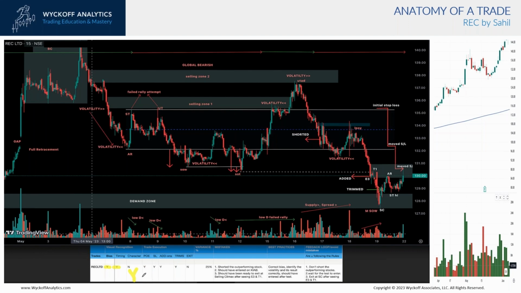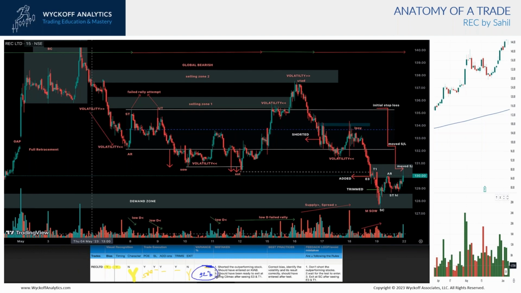Based on our discussion, good stop loss management, good add-on management, good trim management, and I don't see a problem with the exits. Do you? So overall, I think the way the variance is being calculated here, we always look at variance off of 100% being perfect, and then taking a little bit of a ding for each mistake. And really, there's only one small mistake here, so it would be like 92% in variance, I believe, would be the calculation.